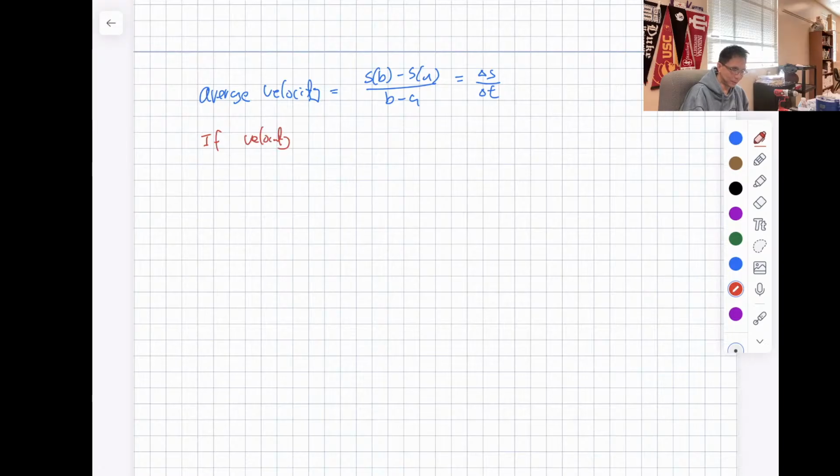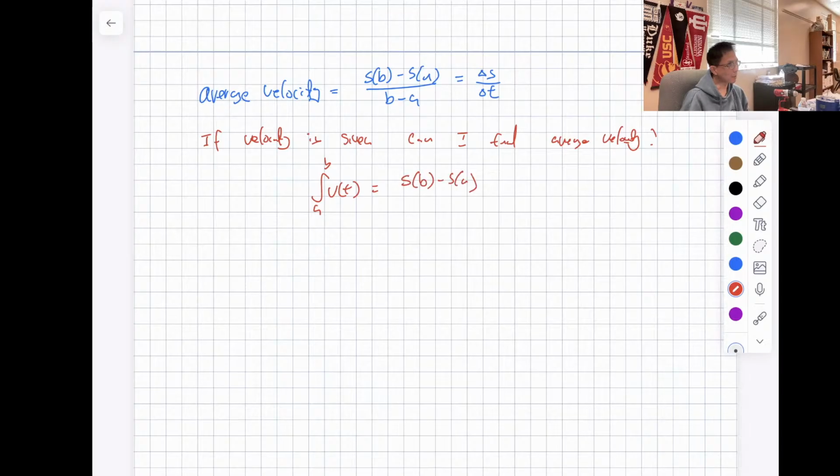Velocity is given. Can I find average velocity? Is it possible or no? How? You integrate. Yeah, but the problem is if I just integrate v of t between a to b, what am I going to get? What's the integration of v of t? S of t. So this will be S of b minus S of a, right?